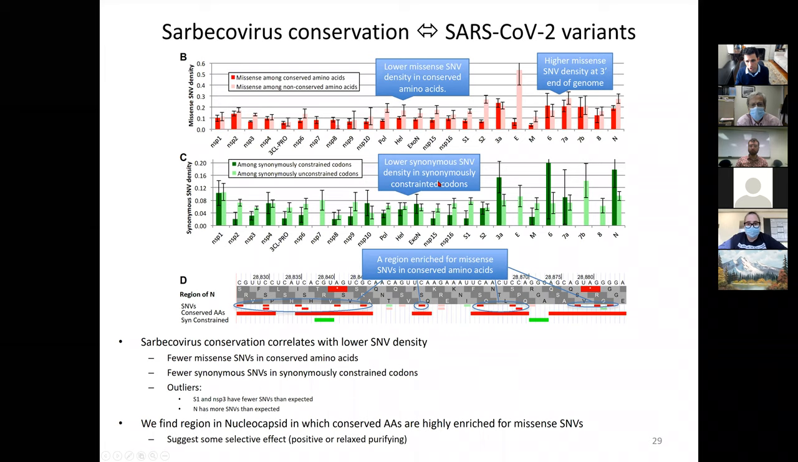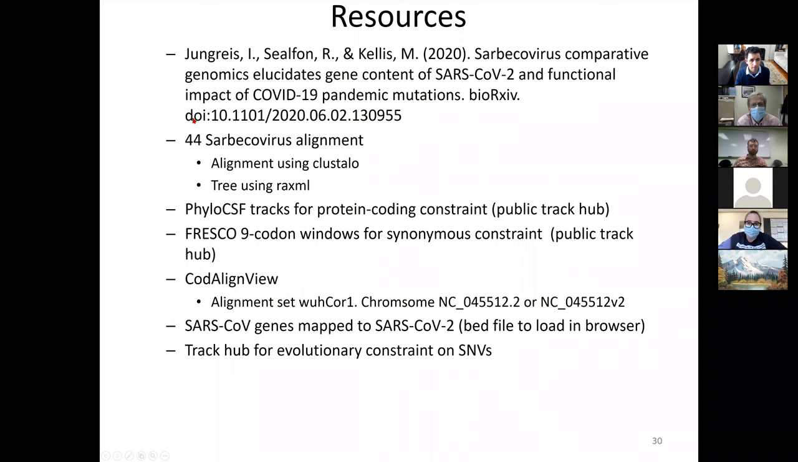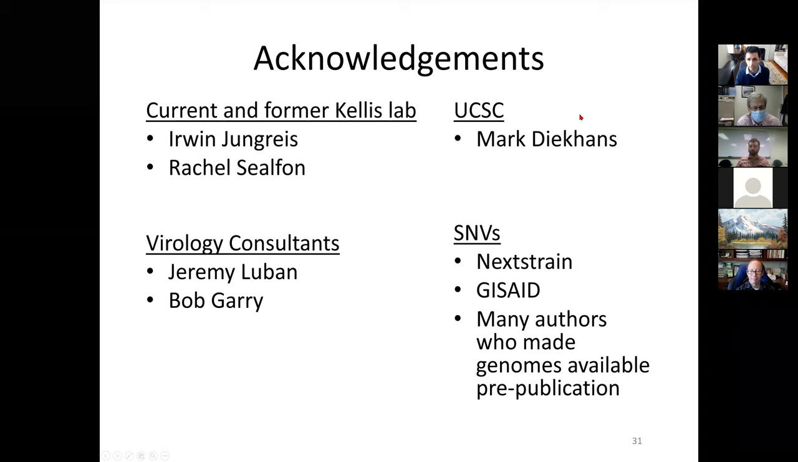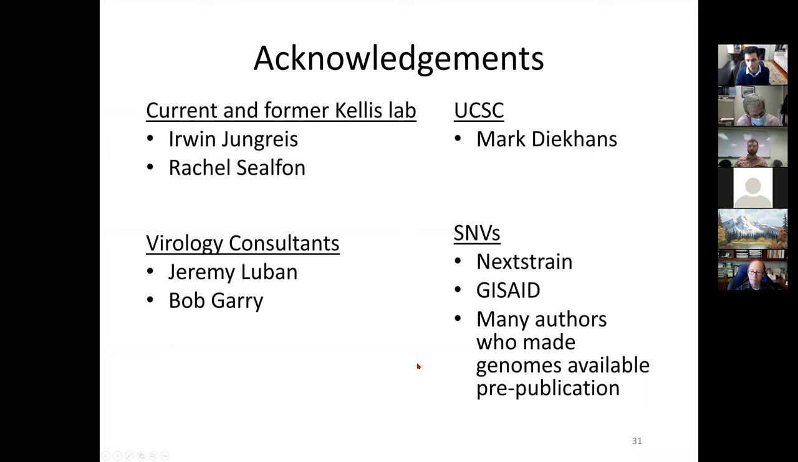So we've made all of this available, and we are very happy that a lot of people seem to be using both these annotations and these alignments that we have constructed. So these are the folks leading the work: Irwin Jungreis with help from Rachel. And then we've also had very lovely discussions with several folks. And we've also been using the SNVs that are made available by NextStrain and GISAID.